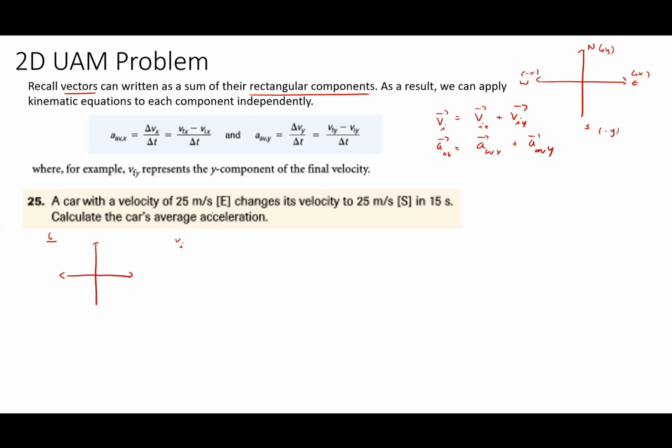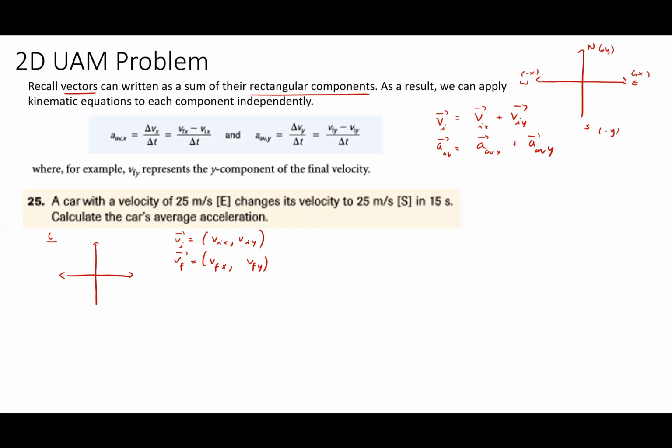Now, because you have initial and final, and because there are two dimensions, I would try to write this vector in component form like this. Okay, and the final velocity vector you can write in component form like this.